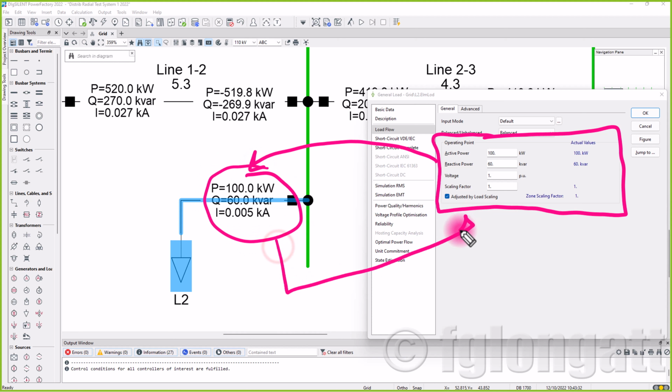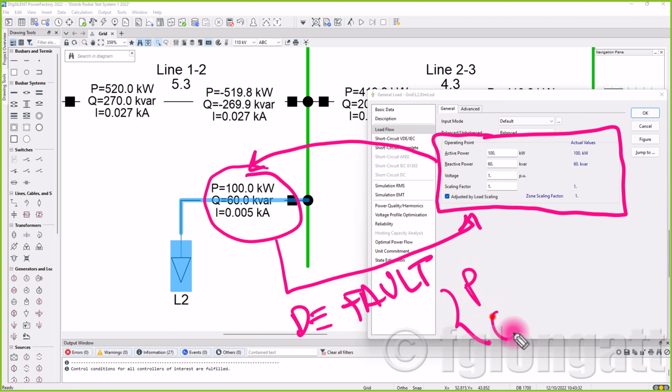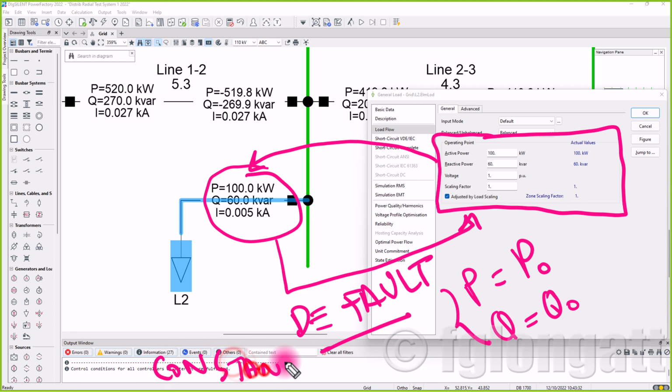And the reason that they match is because by default, PowerFactory considers the active and reactive power as a constant value, okay? That means that by default, PowerFactory considers the constant power model. To be honest, this is the worst case scenario. By default, that is the worst case scenario. But let's do the following.